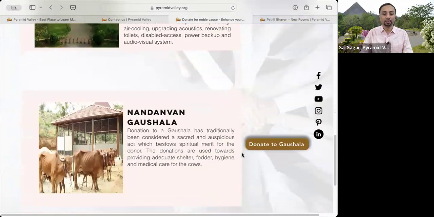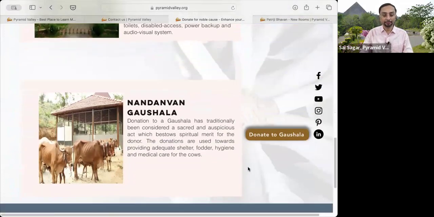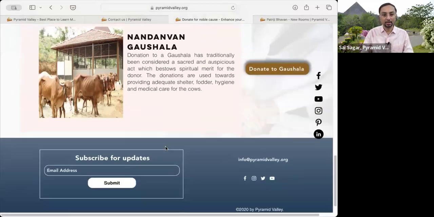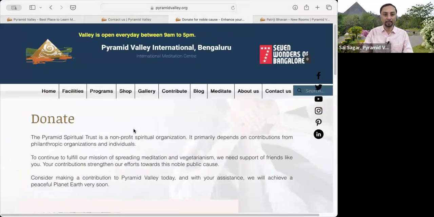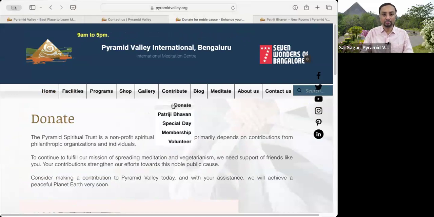Or we have a wonderful Goshala, a cow shelter, again as a concept of coexistence with animal beings. So people interested can donate to the Goshala as well. Nevertheless, you can always make donations through the Pyramid Valley page. Again, you go to the donate button, contribute, and there is this donate here that leads you to this page.